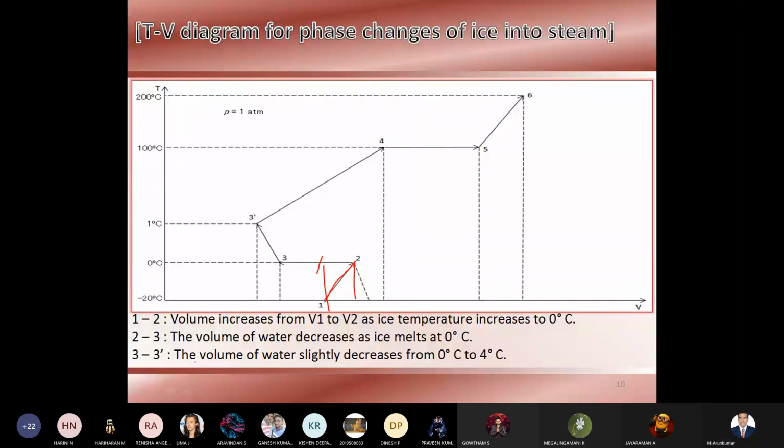Then in the third step, liquid to saturated liquid, the volume of the water slightly decreases, right? So from 0 degrees Celsius to 4 degrees Celsius. This is 4 degrees Celsius.